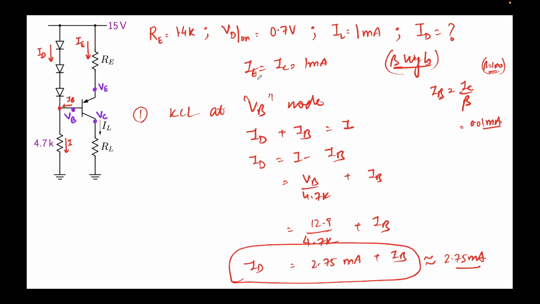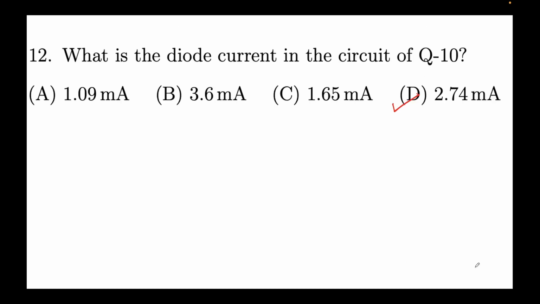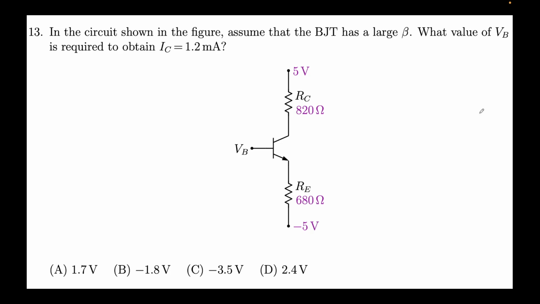Now IB will be significantly lower than IC, which is 1 milliamps. Even if I assume beta equal to 100, which is high enough, I would have gotten IB equal to 0.01 milliamps. If I neglect it, then I can neglect this 0.01 in terms of 2.75, and hence we'll get the final answer to be 2.75 milliamps. The closest answer is D, 2.74 milliamps over here. So that completes that set of problems.